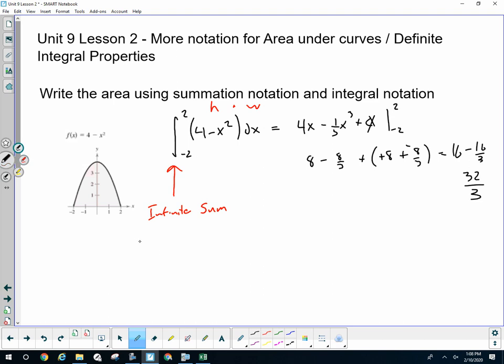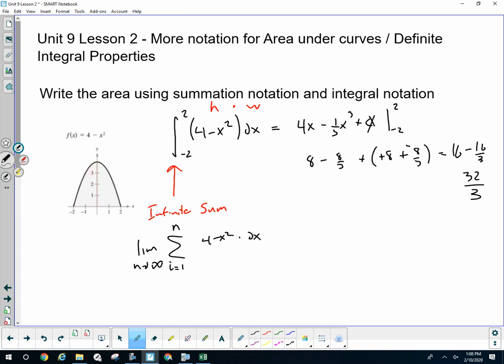So what does that mean? It means you need to be able to write this limit as n approaches infinity of the sum. We always say i starts at 1, we go to n. I'll explain why i is starting from 1, going to n. And again, it's an infinite sum of heights times widths. Unfortunately, it's not as easy as just saying 4 minus x squared times dx. So don't write that down.